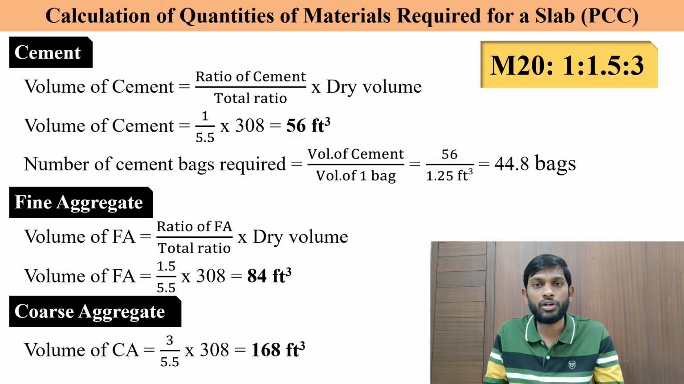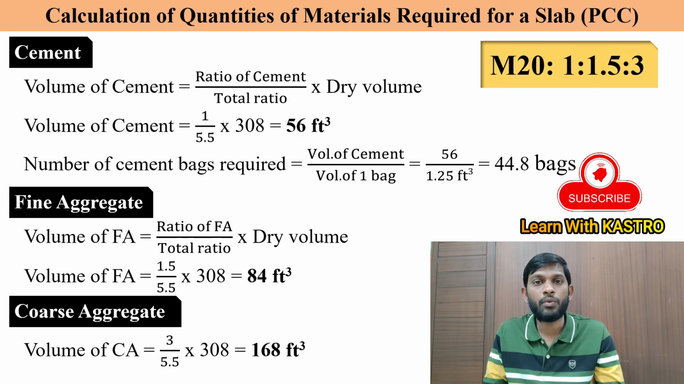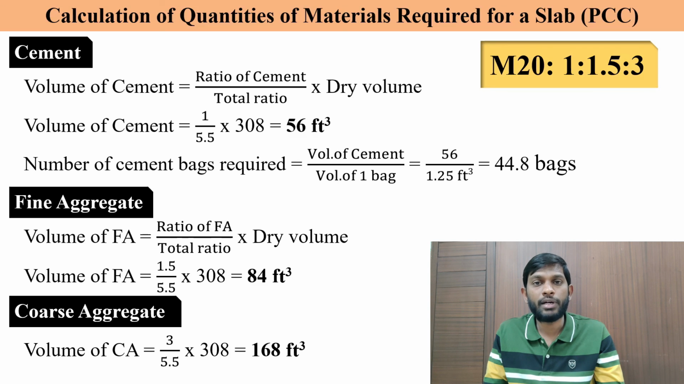And this is how you are going to calculate the quantities of cement, fine aggregate and coarse aggregate which are required in order to cast a slab of specific dimensions. In this video, I have taken an example of a square slab. So you can apply this particular example for any slab of any dimension. For an RCC slab, we also need to consider the reinforcement. That part will be discussed in the upcoming lecture videos.